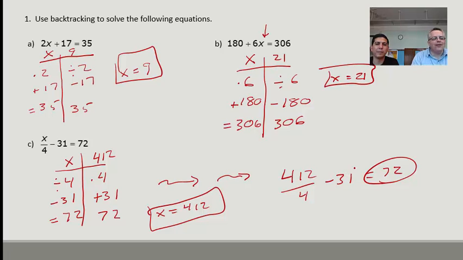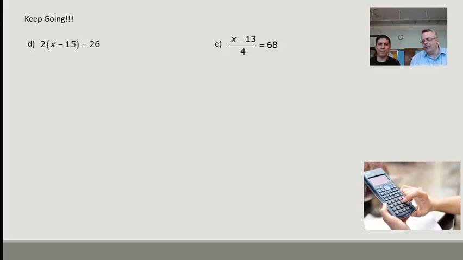All right. Okay, it's Mr. Hurtado's turn. So here we go. Here are a couple more examples. Now, the first one we could do with distributing, but we're going to go totally backtracking.